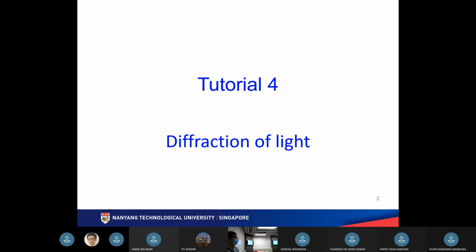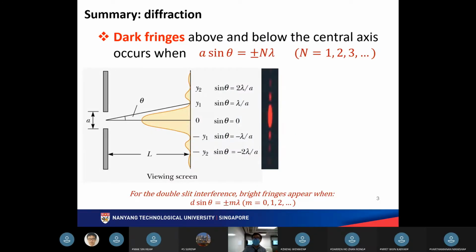Starting from the diffraction of light, what diffraction is, then we have resolution, diffraction grating, polarization, and birefringence. So there are about 5 different concepts you have to understand in this chapter. I hope everyone will try to pay attention here, because today we have to learn a lot of things. So first, what diffraction is.